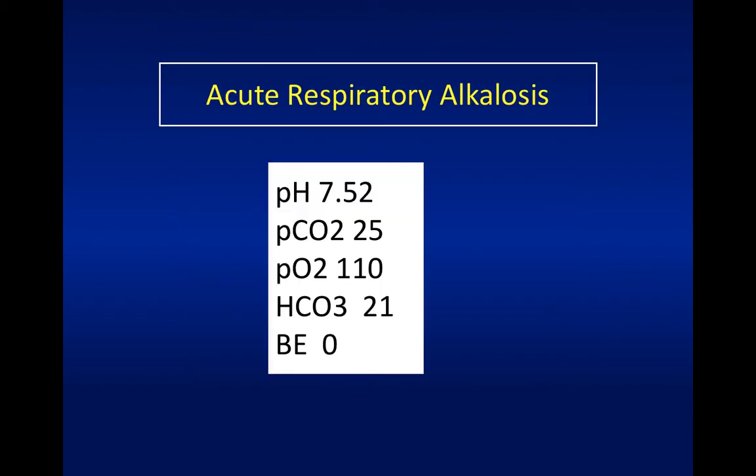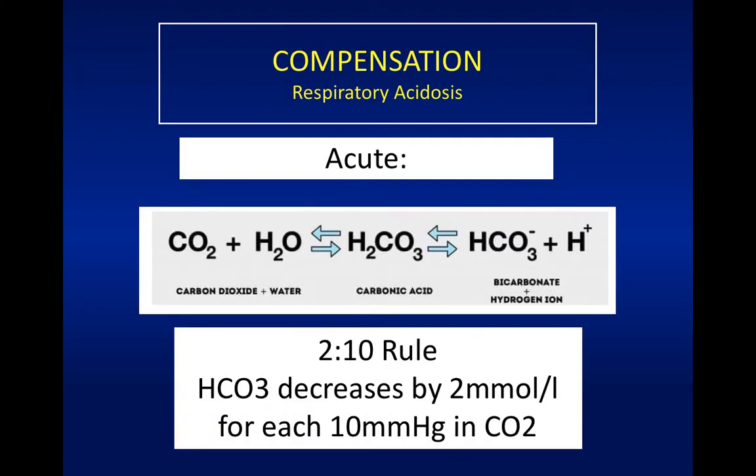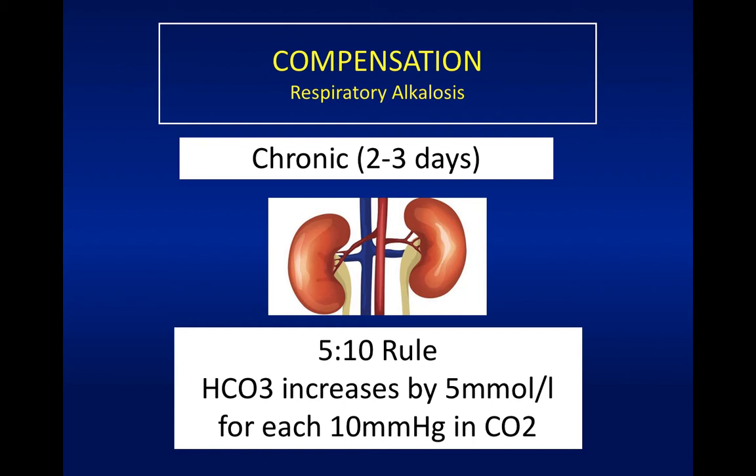So the CO2 has gone down. Remember 40 is about what you should use as normal, so it's gone down 15, so it should go down 2 for every 10, so it should go down 3, and look at that, it's gone down 3. Oh, I wonder if someone designed that on purpose. And chronic, 5 to 10, so the bicarbonate should increase.